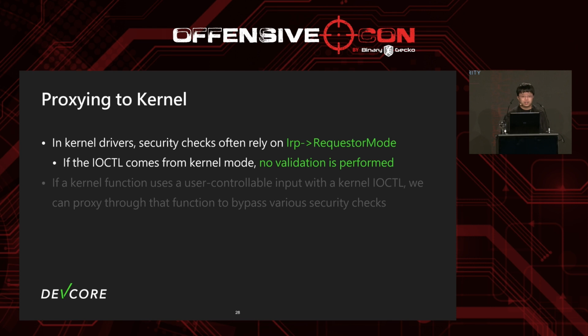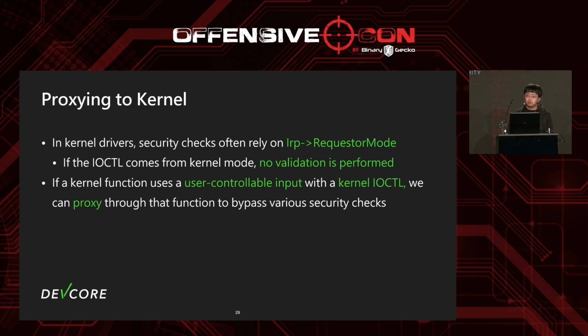In Windows kernel drivers, it's common to rely on the IRP request mode to decide whether to perform security validation. The request mode indicates whether the I/O request comes from user mode or kernel mode. If the request comes from kernel mode, the driver typically skips security checks. However, if a kernel driver internally makes an IOCTL call using data controlled by us, then we have a chance to use that IOCTL as a proxy to bypass the security check.